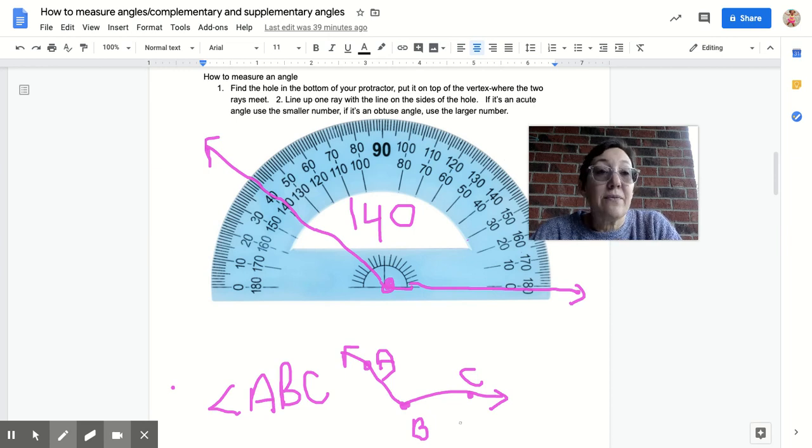So I'm going to stop this video and I'm probably going to make another one. There's one more lesson with measuring angles that I want you to know, and it's supplementary and complementary angles. So I'm going to stop this one and probably start another video so that you can learn how to figure out supplementary and complementary angles.